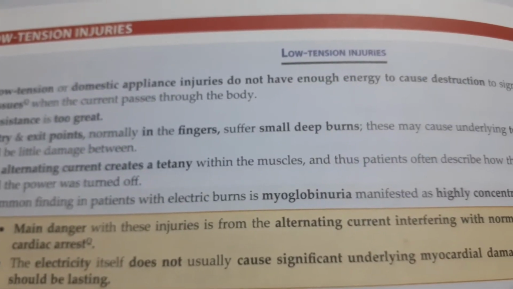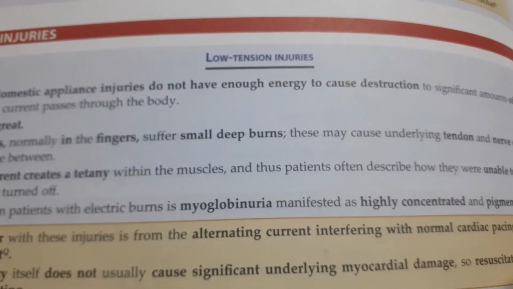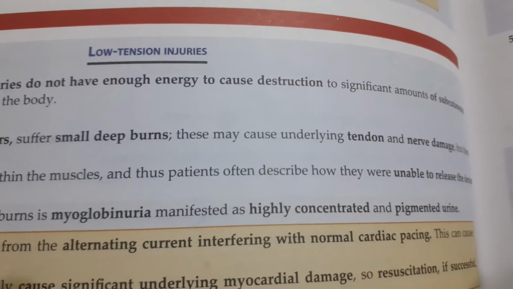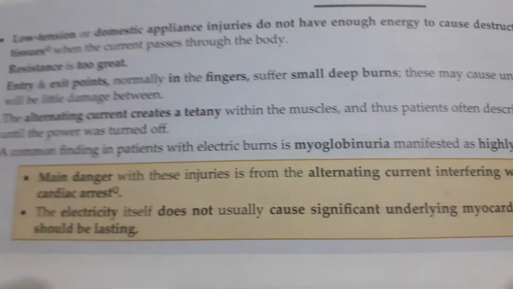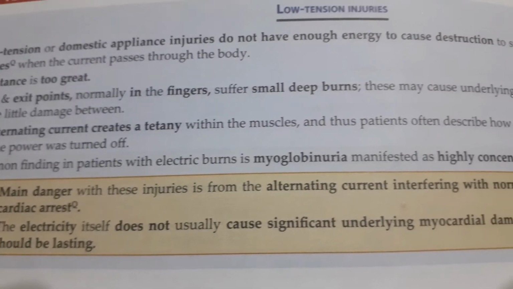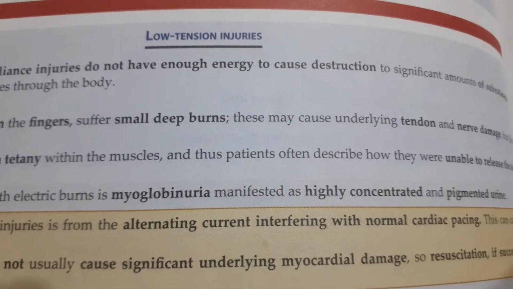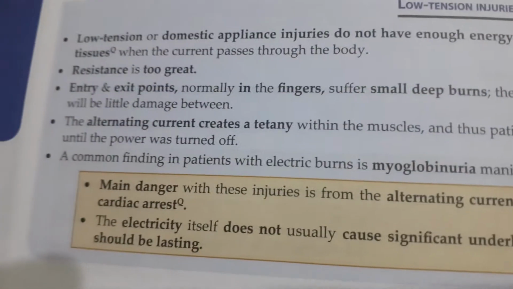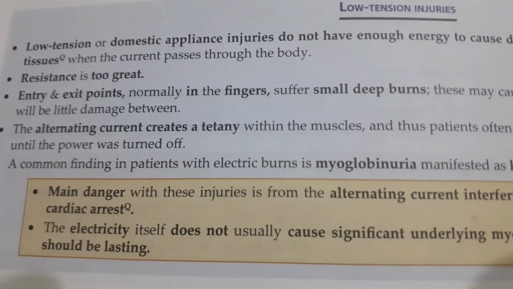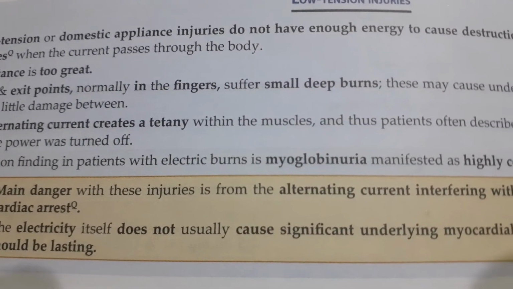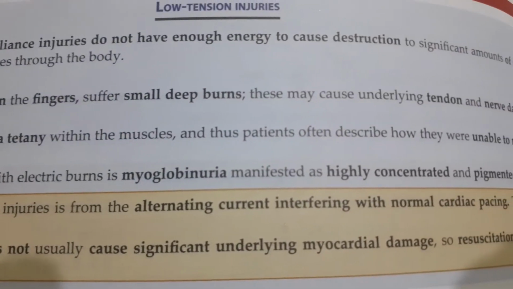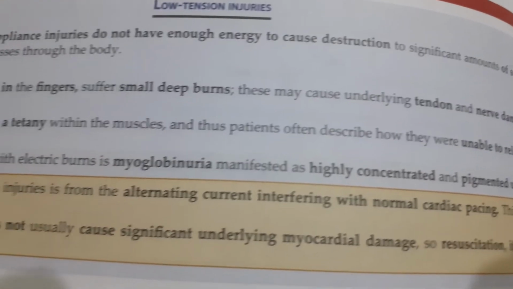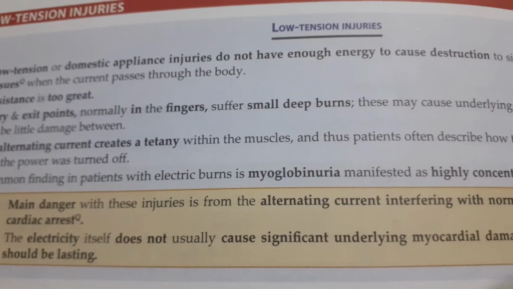A common finding in patients with electrical burns is myoglobinuria, manifested as highly concentrated and pigmented urine. Main danger with these injuries is from alternating current interfering with normal cardiac pacing. This can cause cardiac arrest. The electricity itself does not usually cause significant underlying myocardial damage, so resuscitation, if successful, should be lasting.